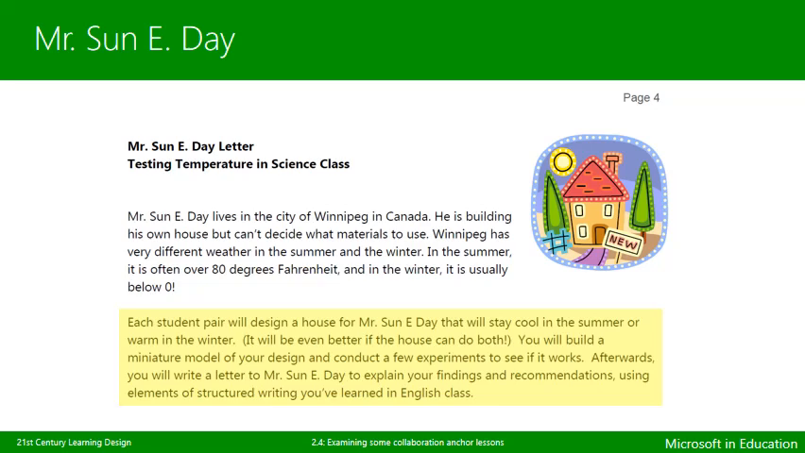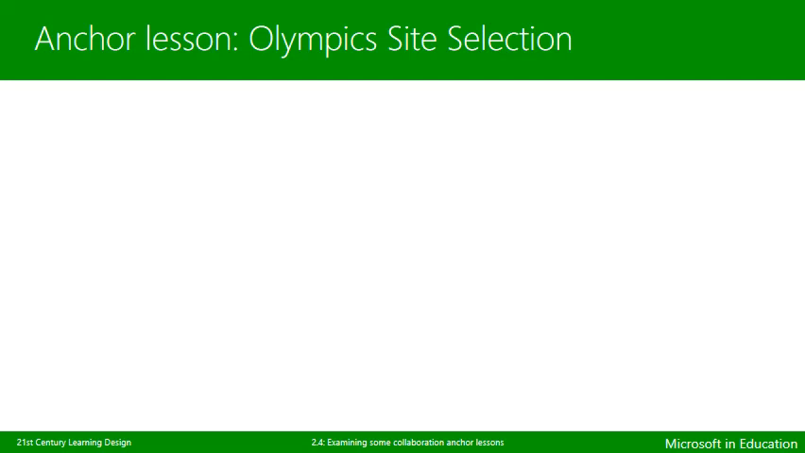From this, we can determine that students are required to make substantive decisions together about the hypotheses and variables to manipulate in their experiment. However, the lesson as designed does not eliminate the possibility that one student could complete all of the work. Now, please download the learning activity entitled Olympic Site Selection.